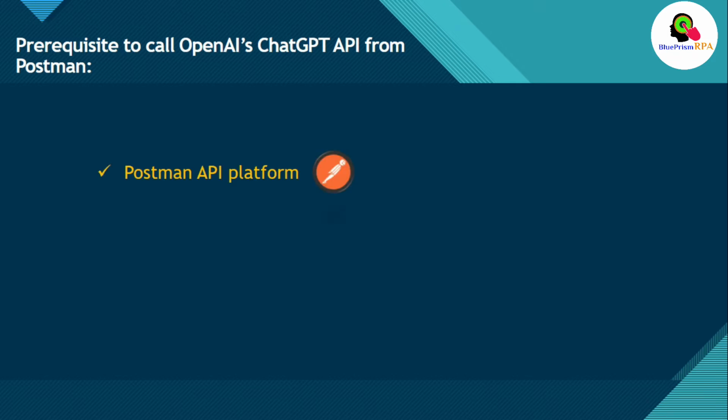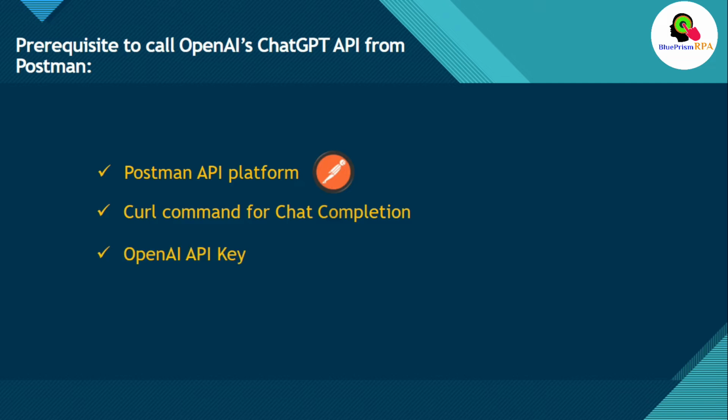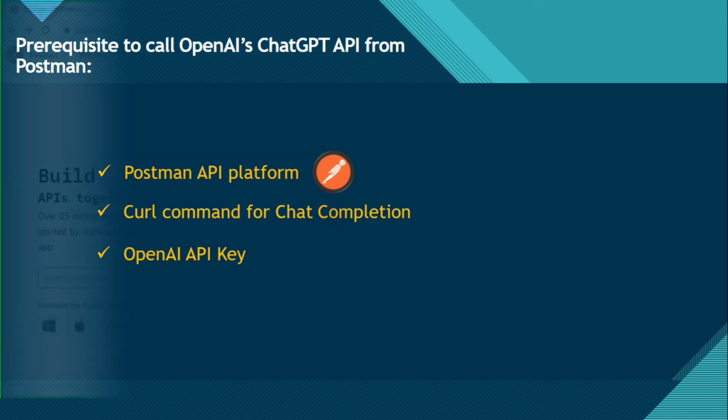First, we should have a Postman API platform logged in. Second, curl command for the chat completion for which you are going to make a request. Third, we need OpenAI API key. I'm going to help you to log into Postman API platform, and then I'm going to find you the curl command and then OpenAI API key. Let me do it one by one.